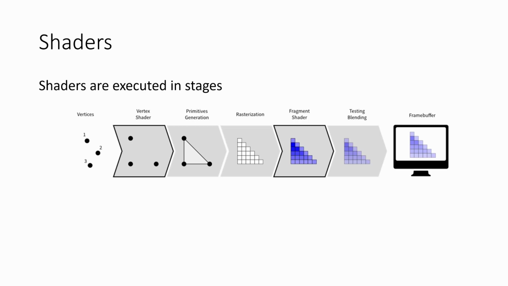The two most commonly programmed shader stages are vertex shaders and fragment shaders. The goal of a shader in either of these stages is to take some input passed to it from the previous stage, operate on that information, and pass the result to the next stage. So let's look at an example of this.